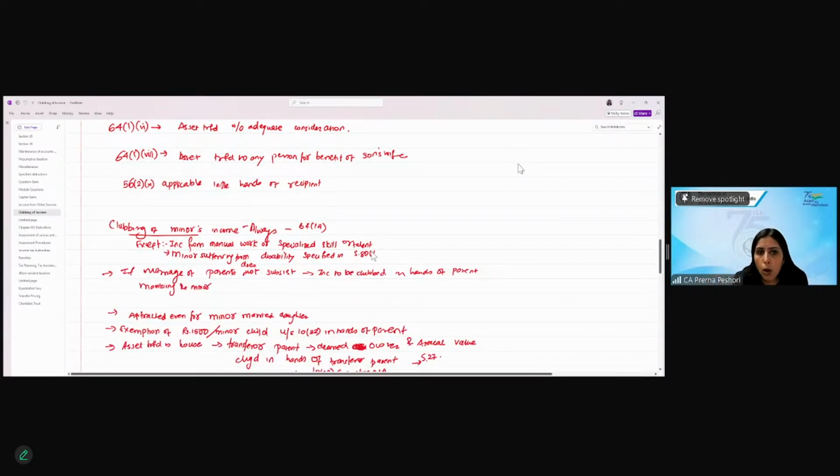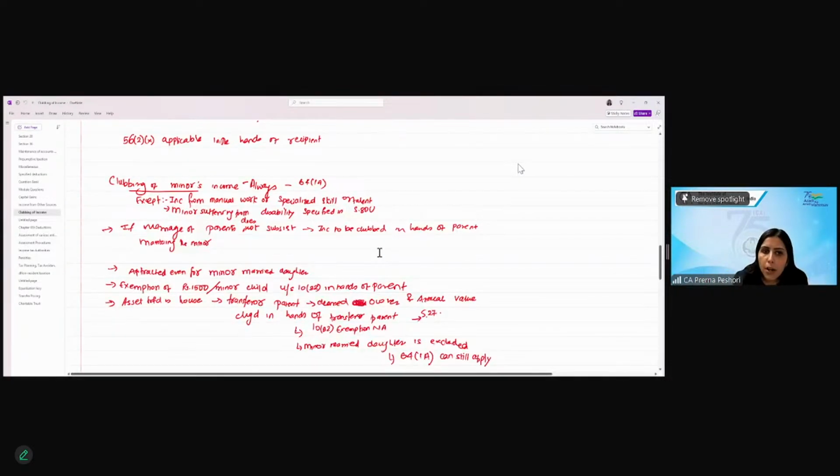Then the last one is clubbing of the minor income. So minor's income will always be clubbed in the hands of the parent, except if the income is derived from manual work or any activity involving skill, talent or specialized knowledge. And it will be clubbed in the hands of the parent whose total income is greater. Are we clear? And if the parents are divorced, then the income of the minor will get clubbed in the hands of the parent who is maintaining the minor. And if the minor is suffering from disability, the parent will get to claim 80U. Further, under 10(32), 1500 rupees per minor child is given as the exemption.